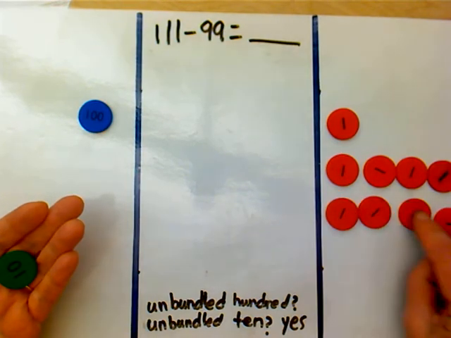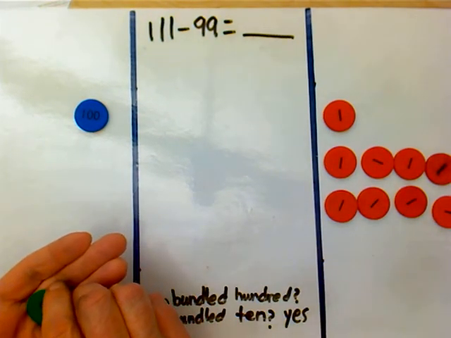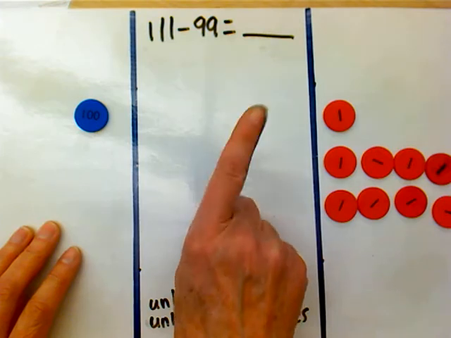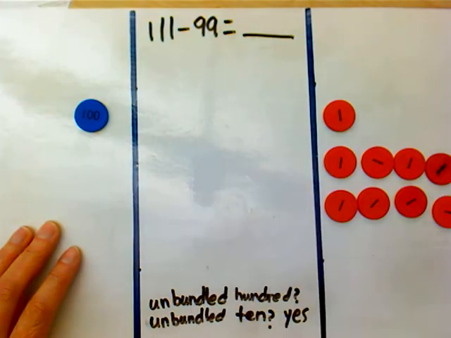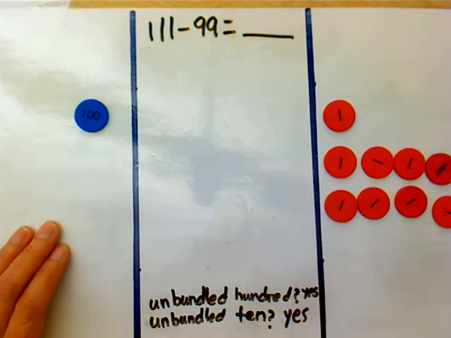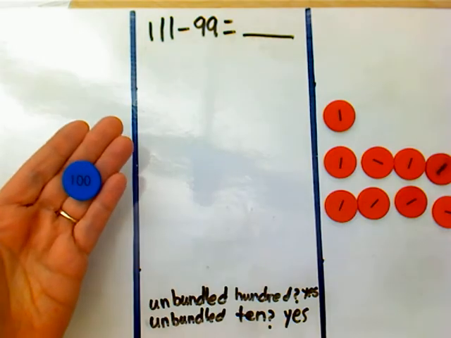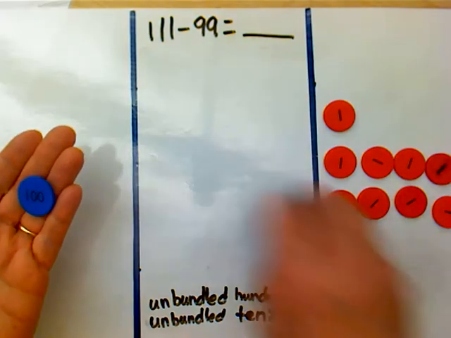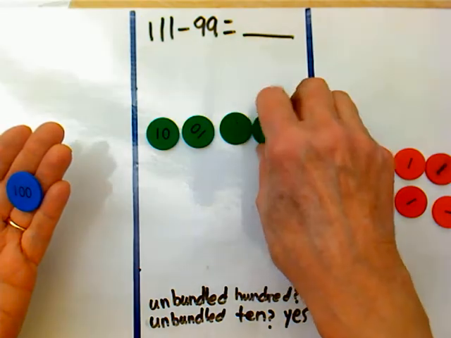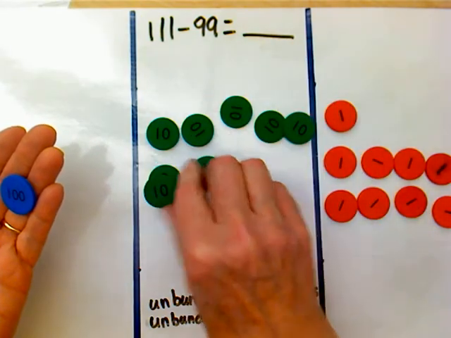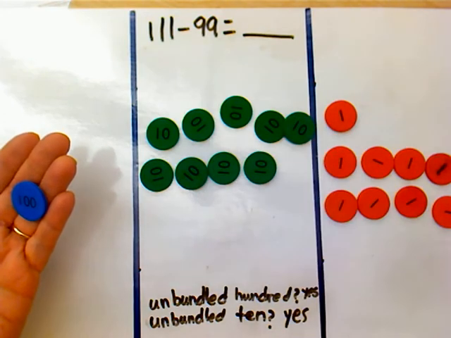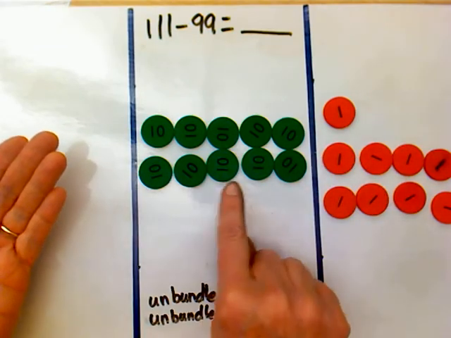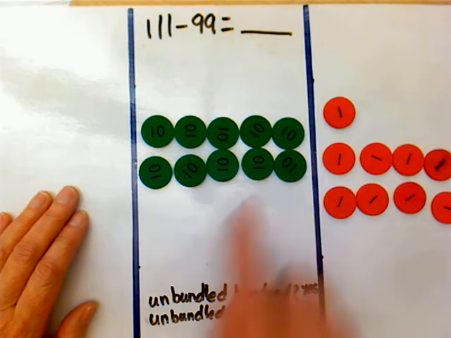I'm unbundling that 10. And I have to ask myself the same question about whether or not I can take 9 ones away from 0 ones. Well, I'm not going to be able to take 9 ones away from 0 ones. So I know that I am going to need to unbundle 100. So I'm taking that 100, putting it in my hand, and unbundling or decomposing that 100 into 10 tens. 1, 2, 3, 4, 5, 6, 7, 8, 9, and 10. So I had to unbundle my 100 for 10 tens.